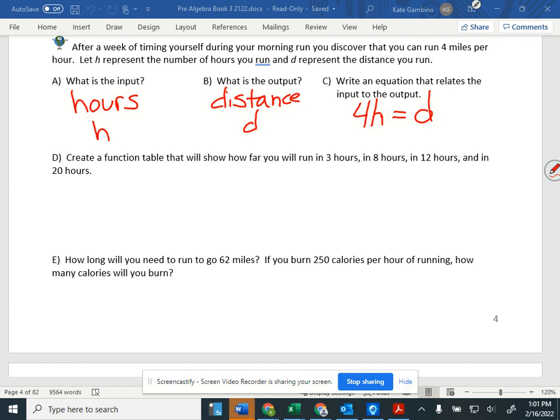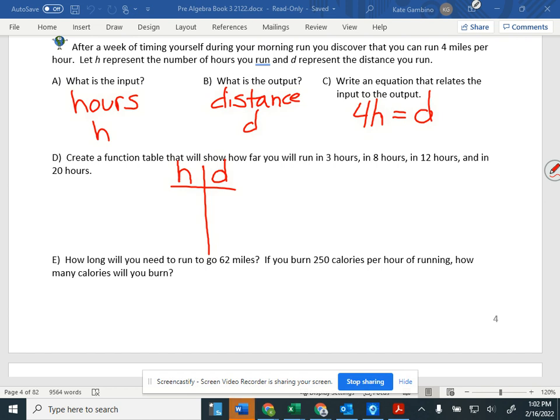All right, so we're going to create a function table that will show how far you run in 3 hours, 8 hours, 12 hours, and 20 hours. How do I do that? Sam? You plug in the numbers. So the first thing I have to do is draw my table. My input, instead of being X, is H. My output, instead of being Y, is the letter D.